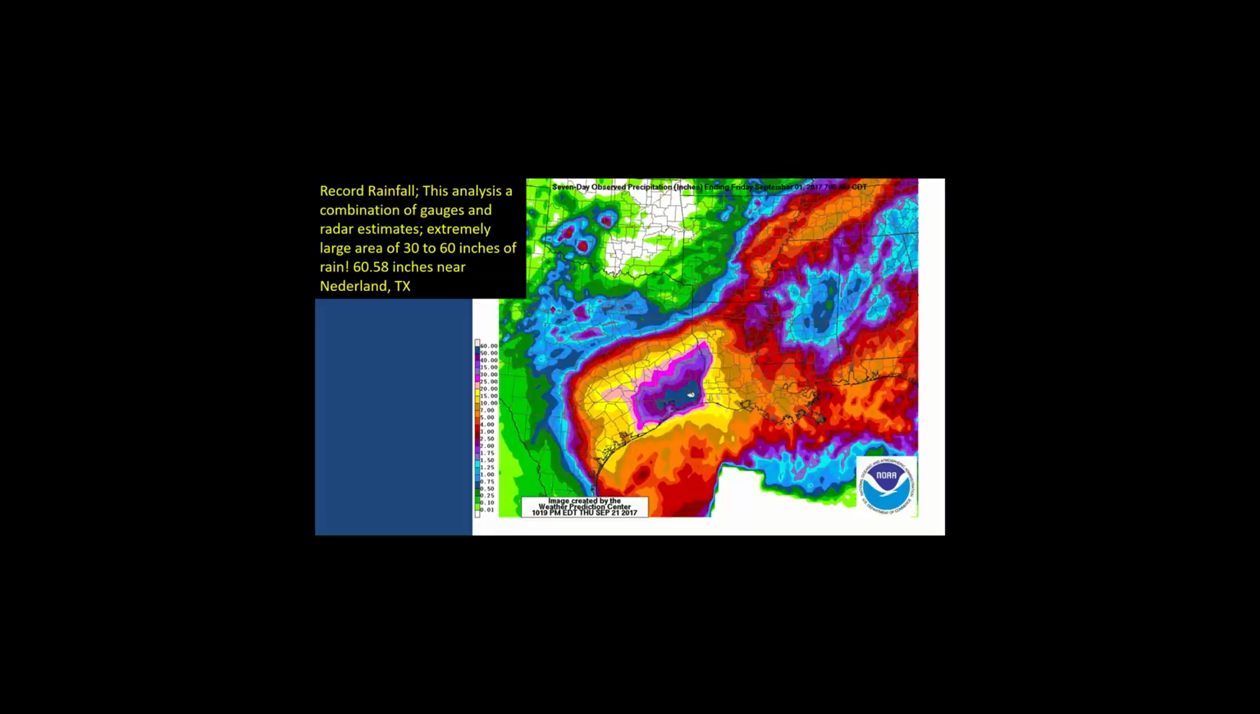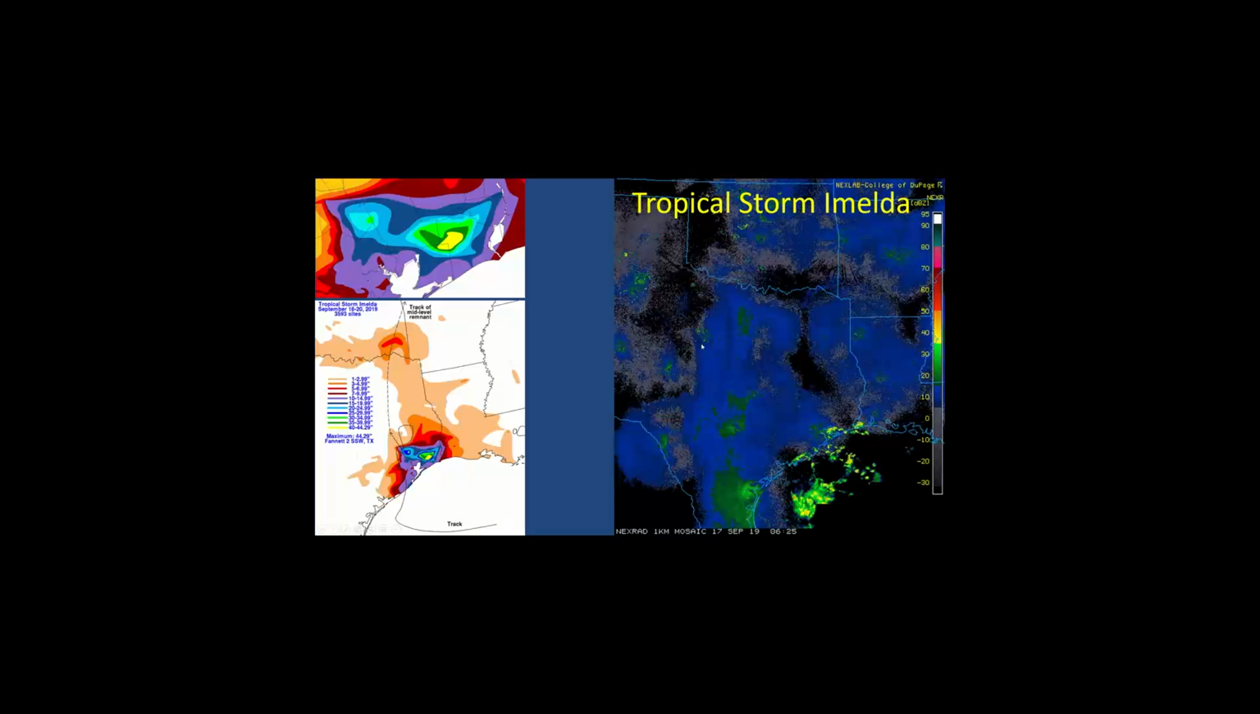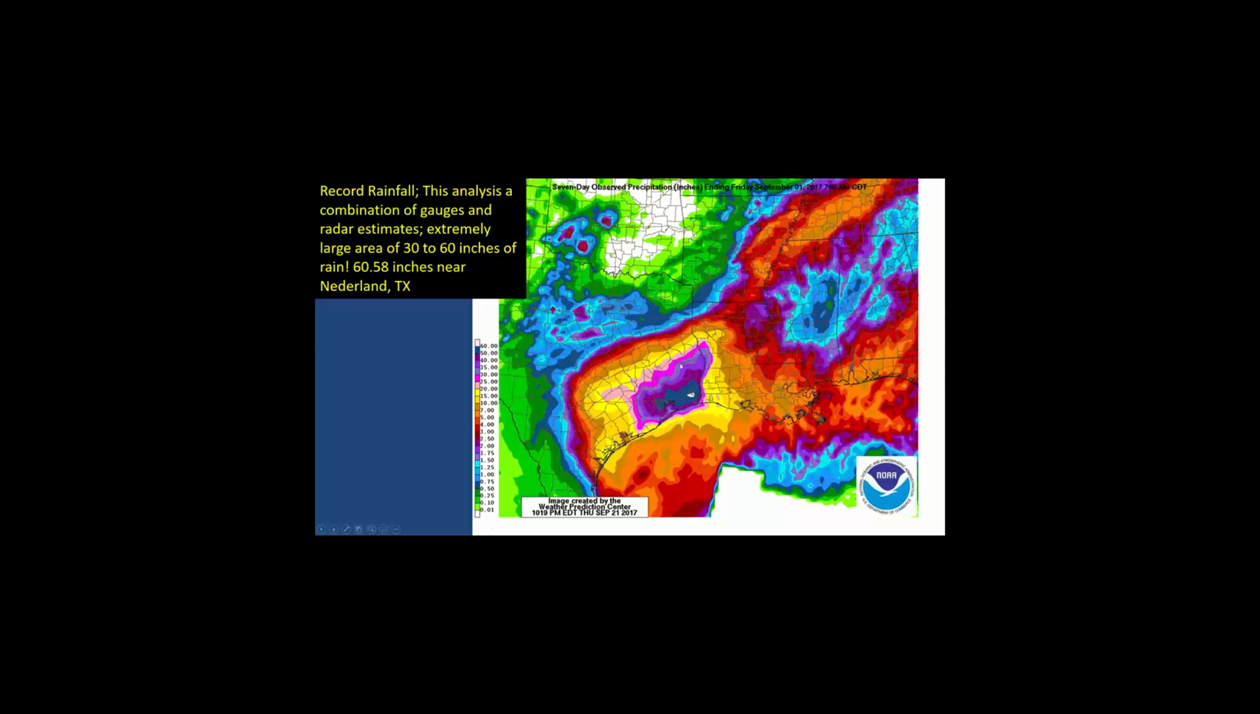Here's a map showing the estimated rainfall. All these areas in purple here, we're looking at greater than 40 inches of rainfall. So that includes several counties, including parts of Montgomery County. But even the pink shading here, that's greater than 25 inches.